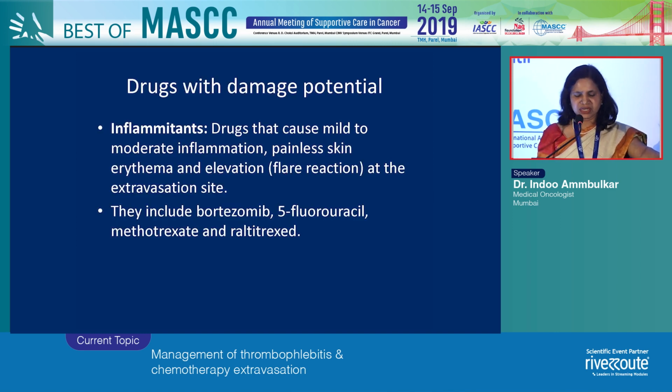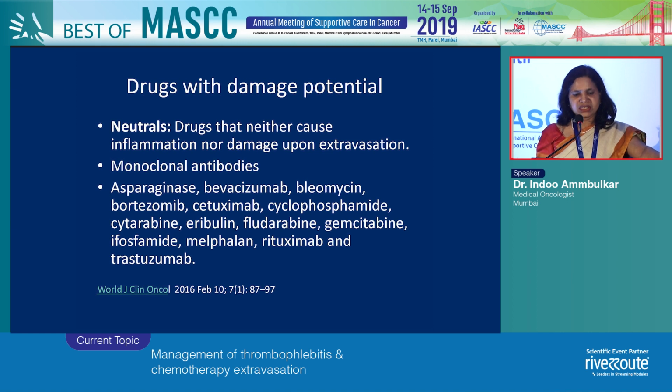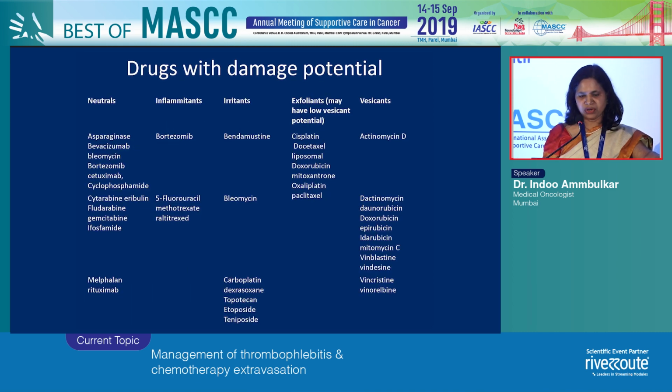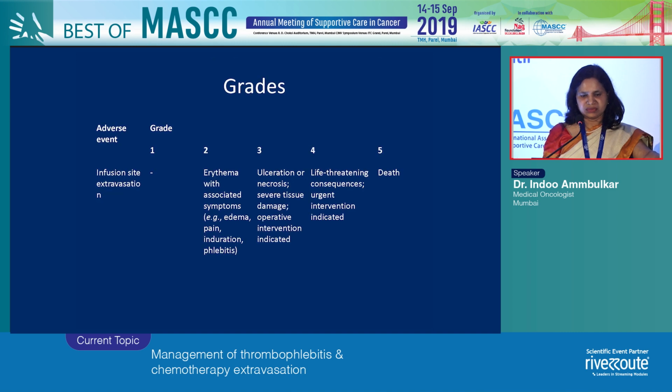The next category is the inflammant. The drugs that cause mild to moderate inflammation, painless skin erythema and elevation. These include bortezomib, 5-fluorouracil, methotrexate. The next category is the neutrals. These drugs neither cause any inflammation nor any damage. So most of the monoclonal antibodies as well as other drugs like asparaginase, bevacizumab, bleomycin, bortezomib. This is the same category.